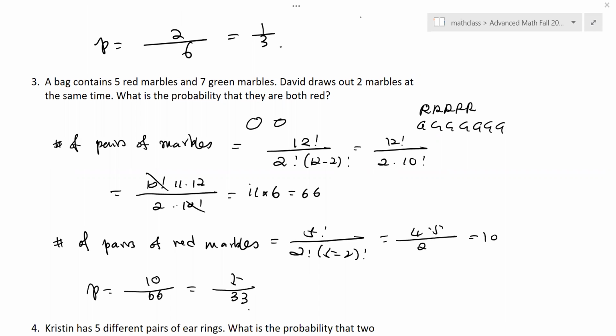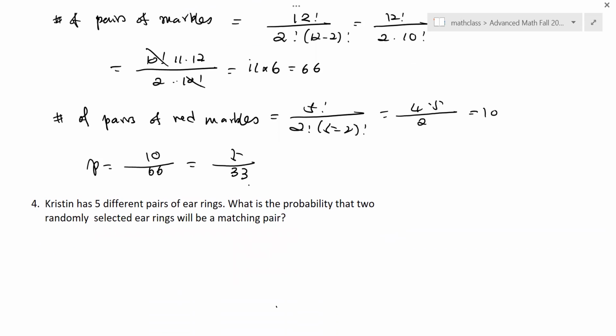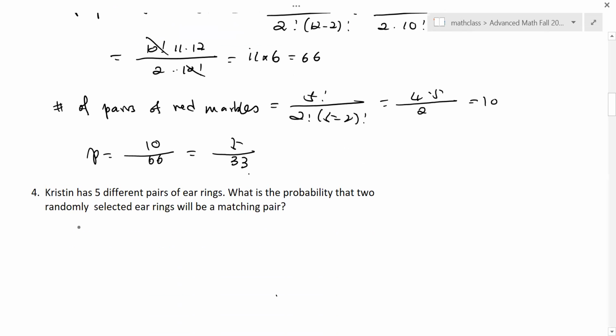Similarly, you can do the following problem. Here's one: Christian has 5 different pairs of earrings. What is the probability that 2 randomly selected earrings will be a matching pair? So let's say I'm going to draw 3 earrings. This is one pair, right? 5 different pairs, right? I saw some earrings that look like that, or just a circle, that's 1 pair, right? We already have 4 pairs, right? And maybe like a music note, like this type, right?